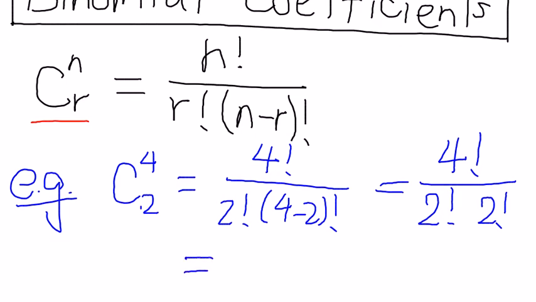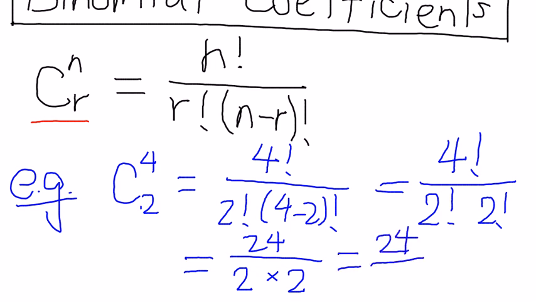The answer, at least for the top factorial, is 1 times 2 times 3 times 4, which is 24. And 2 factorial is just 1 times 2, which is 2, and it's the same for the second factorial, 2 factorial. So the answer is 24 divided by 4, so the answer is 6 for 4c2 here.